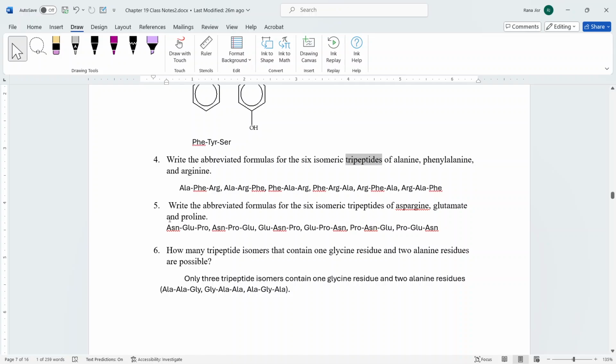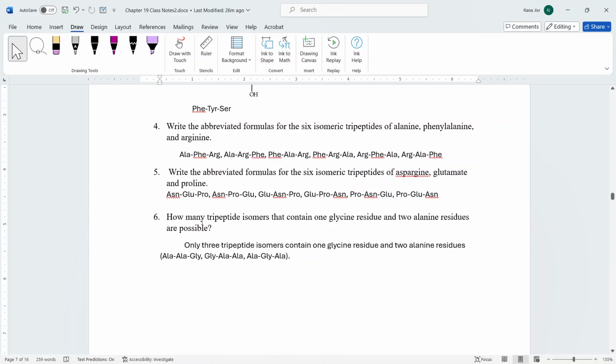Question 5 is the same. For 6, how many tripeptide isomers contain 1 glycine, 2 alanine? So this is going to make your tripeptide. So go ahead and do the combination, and we're going to end up getting 3 tripeptides that satisfy this condition.